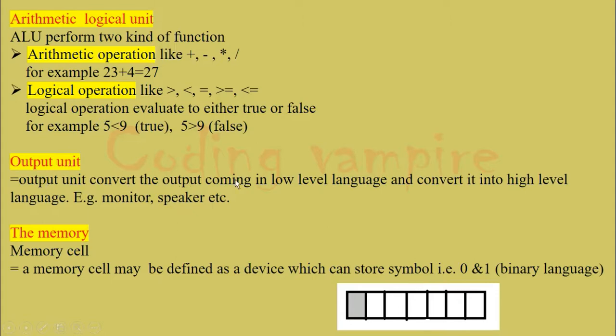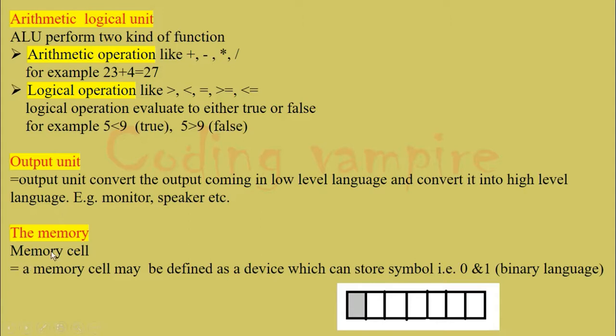Output unit. Output unit converts the output coming in low-level language and converts it into high-level language. Example: monitor, speaker, etc. When the central processing unit processes the data, it sends the data toward the output unit. So the data coming is in low-level language and it has to be converted into high-level language so that the user, that is us, can understand it.